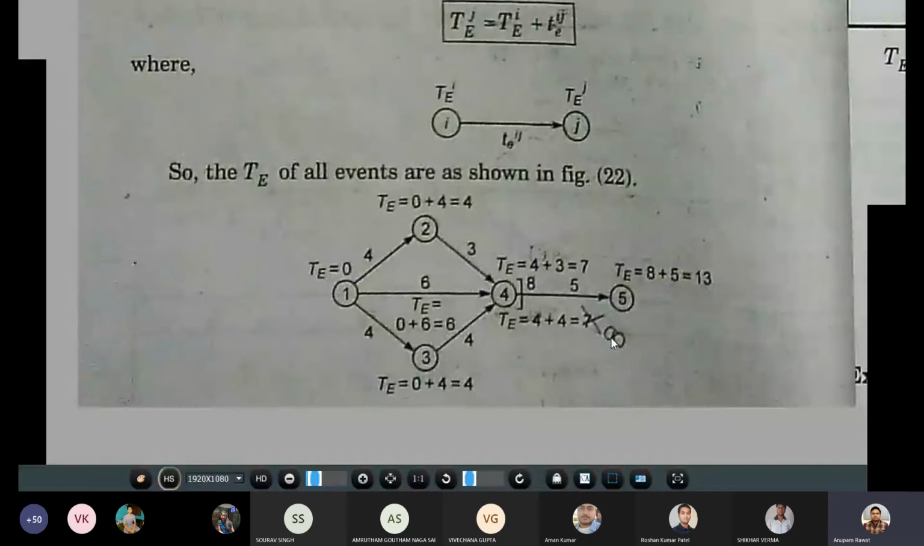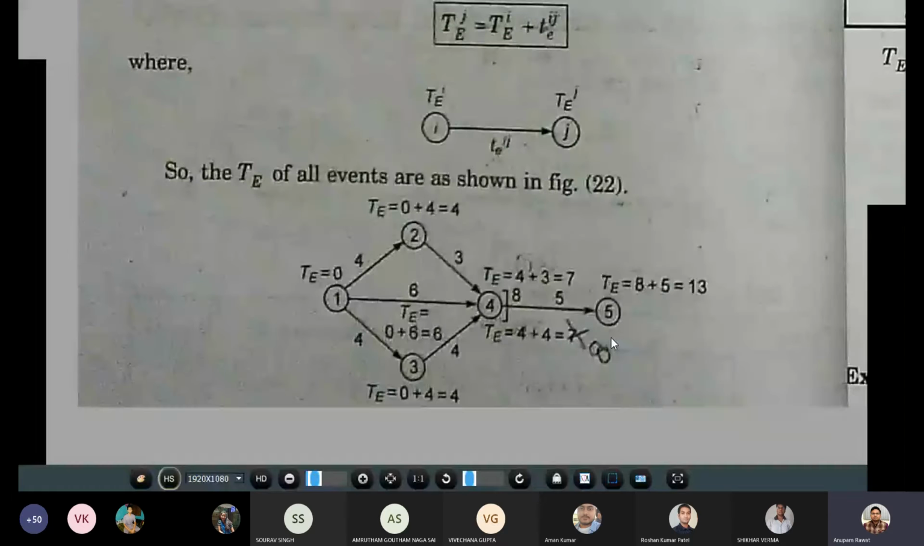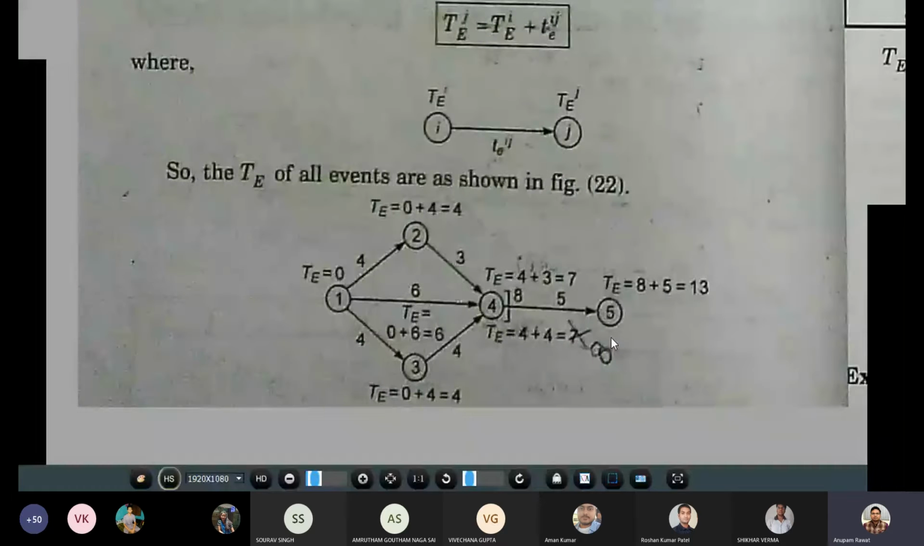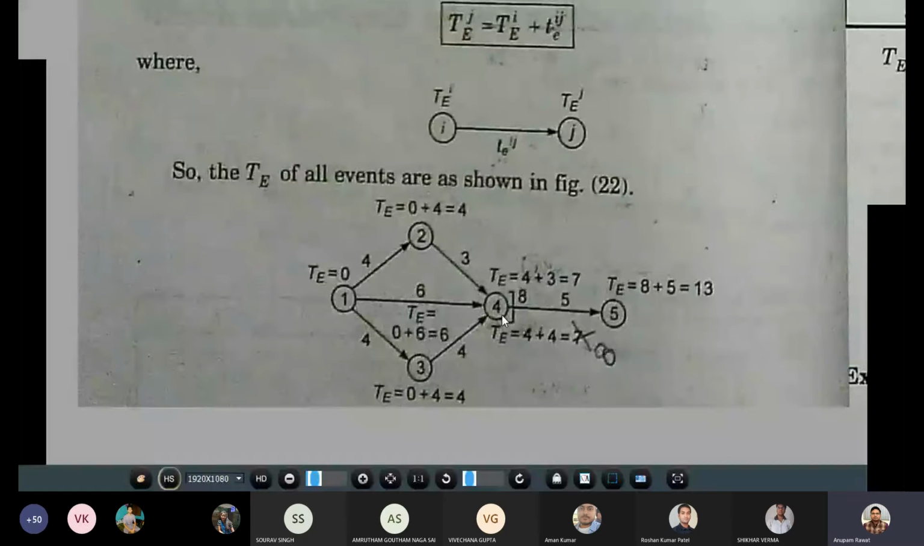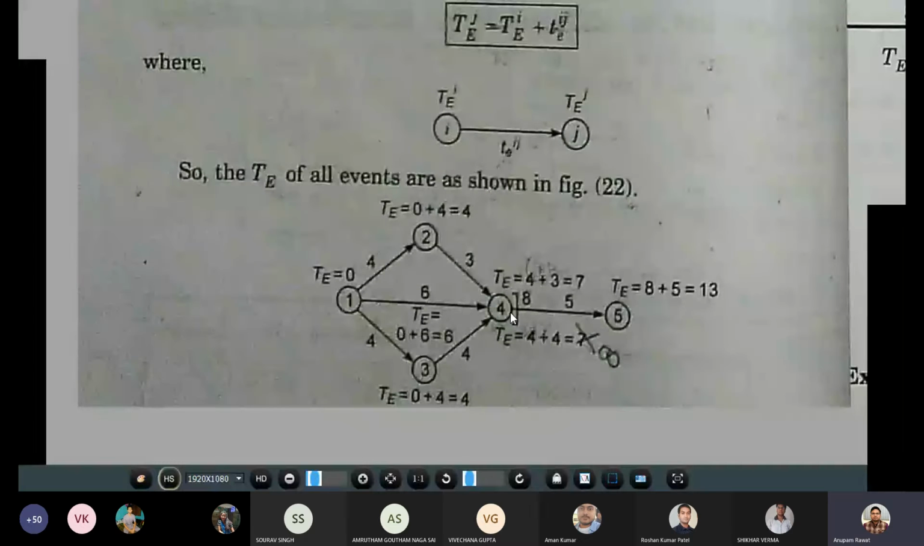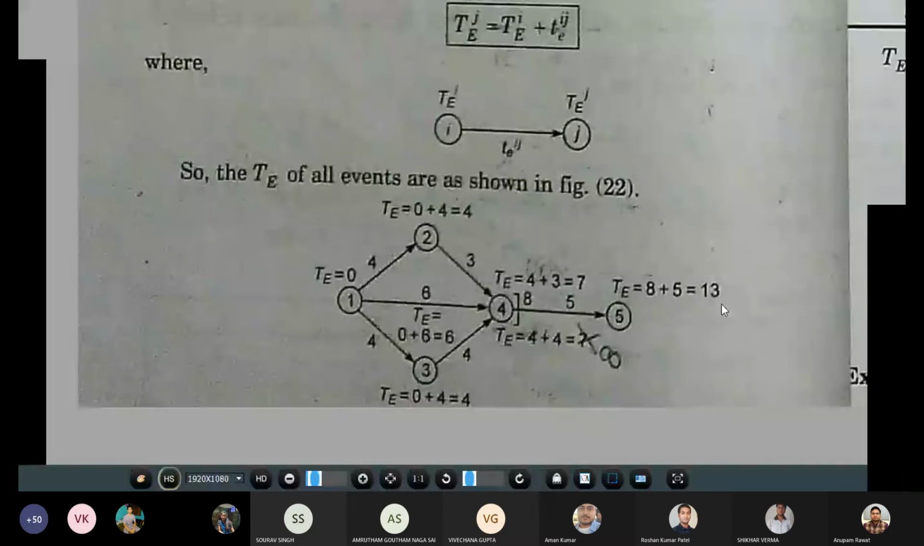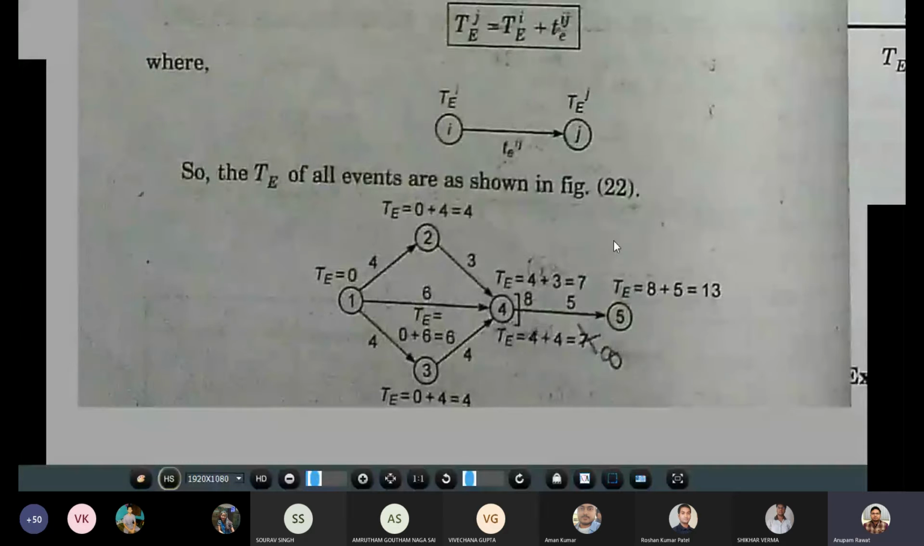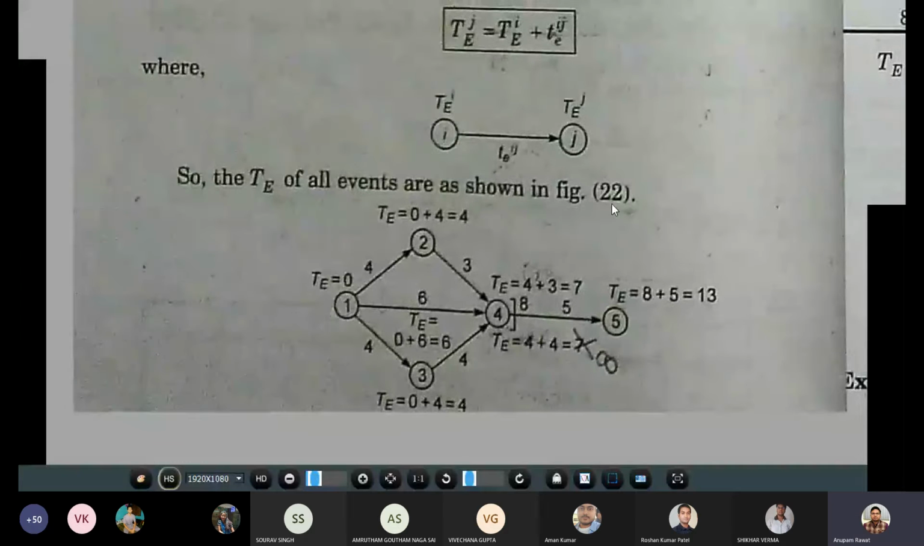So the path that takes the longest duration, that we will select, and where the TE value, the earliest expected time value, is higher, that we will select. So for this event, the TE is equal to 8, and after that, for path 4 to 5, it will be 8 plus 5, so that will be 13. Okay, so this is the way of calculating the earliest expected time. Now let us see another example.